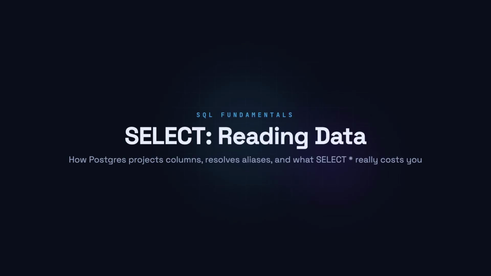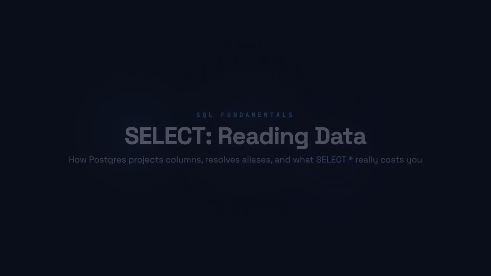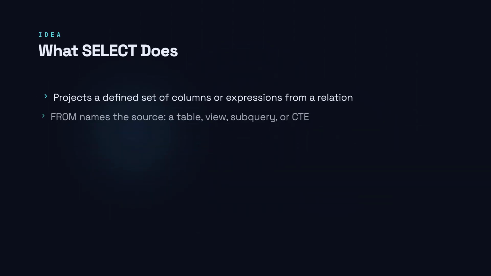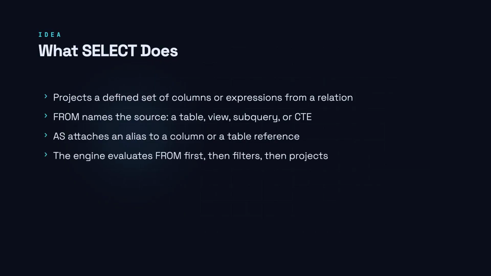Every query starts with select, but understanding what Postgres actually does with that statement is what separates solid production code from a subtle bug waiting to ship. Select tells Postgres which columns to hand back to the client, but the engine resolves the from clause and any where filters before it ever trims the column list. Projection is the final step.